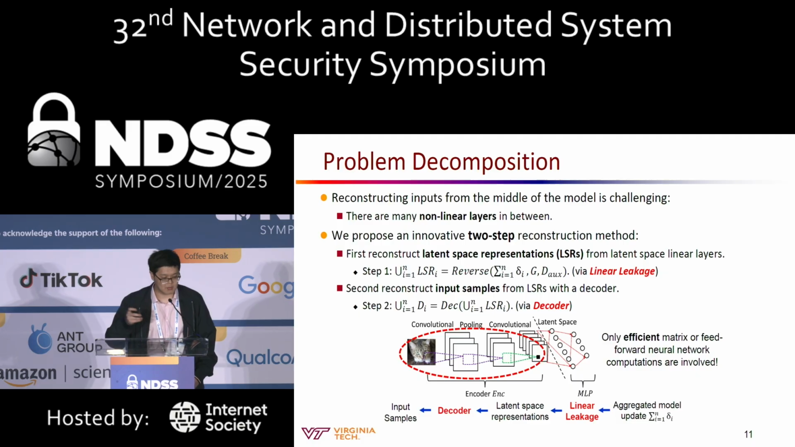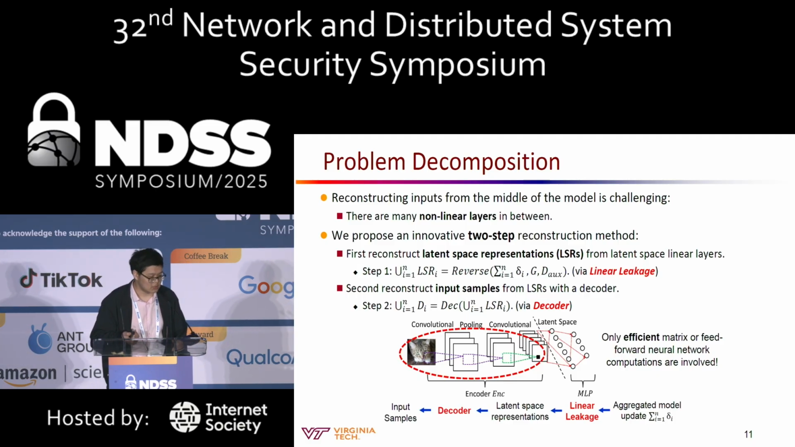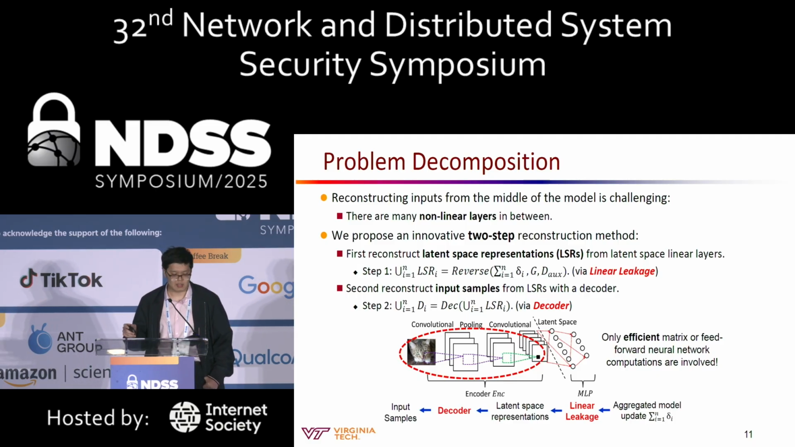I mean, between the input and the latent space. How would you handle this? So actually, we propose an innovative two-step reconstruction to handle this. For the first step, you can use the linear leakage to help you reconstruct the intermediate representations, and in the second step, you can further use a generative decoder to help you overcome all the nonlinear layers.